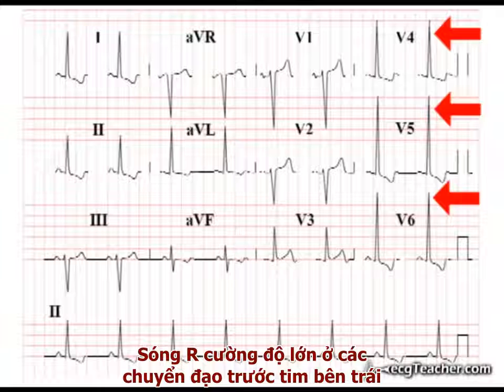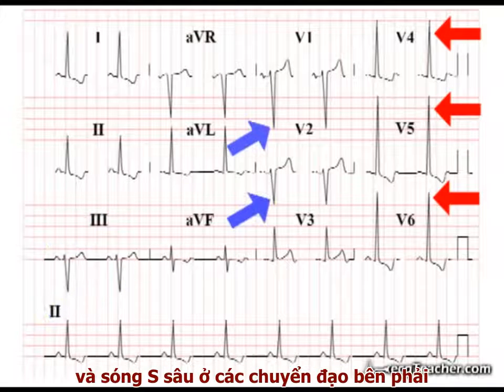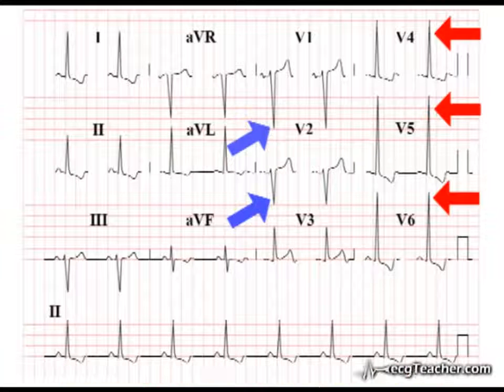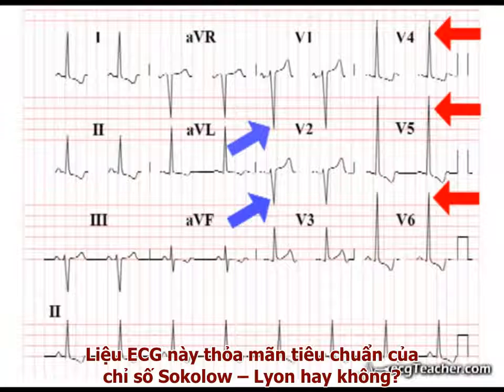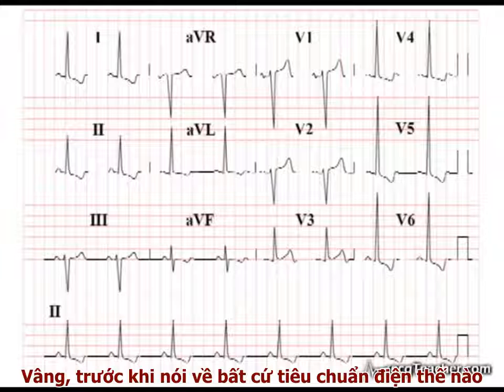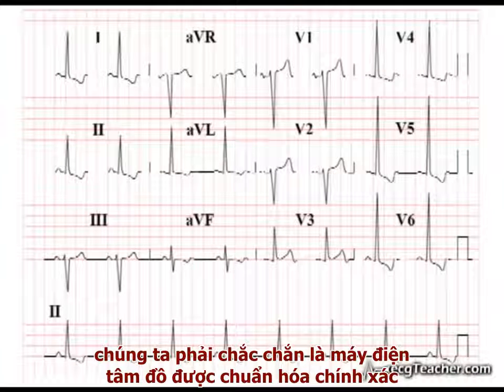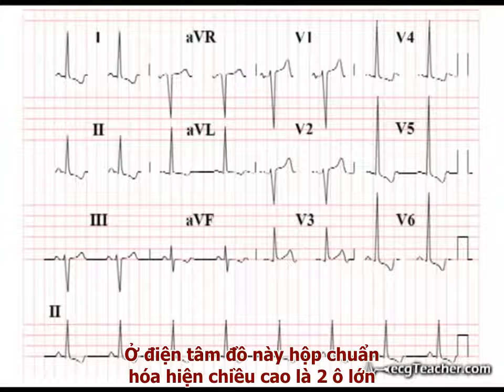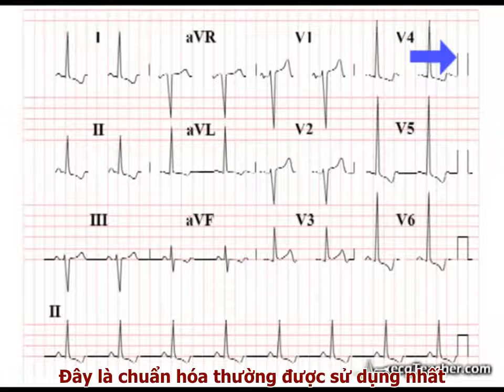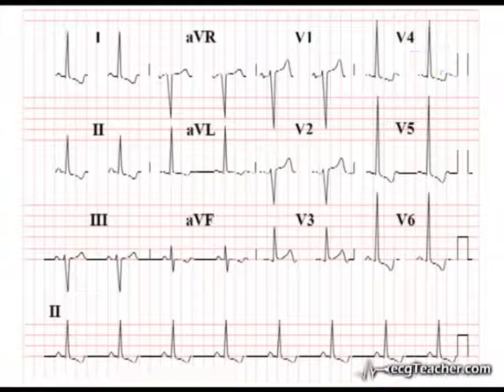The high amplitude R waves in the left-sided chest leads and deep S waves in those on the right are particularly striking and suggestive of LVH. But does the ECG satisfy the Sokolow-Lyon criterion? Well, before applying any voltage criterion, you first make sure that the ECG machine is correctly calibrated. On this particular ECG, a calibration box of 2 large squares in height indicates that a 10 mm deflection is produced by a potential of 0.1 millivolts. This is the standard calibration and we can proceed.